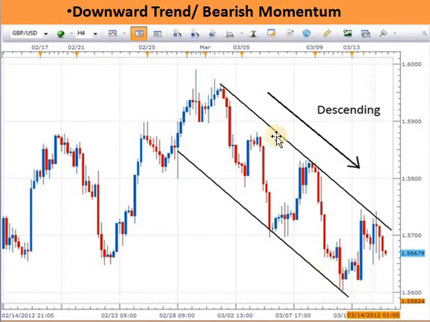Now you find out that the swing highs are reducing over time. The successive swing high is lower than the previous. That means the second swing high is lower than the first swing high. Look at the swing lows also. The second swing low is lower than the first swing low. So once you have this kind of pattern, you know that you are in a bearish momentum or a downward trend. In the subsequent modules, I will be showing you how to identify this trend and how to take advantage of this trend.